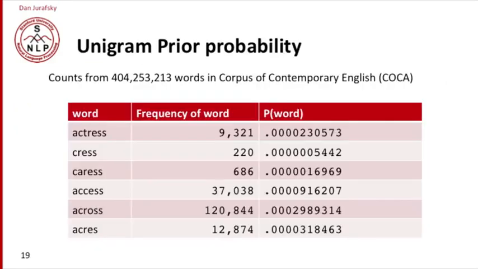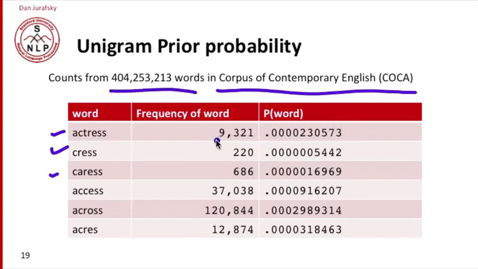So let's look at an example of a language model. Here I've picked just a very simple unigram. In this case, we've computed the unigram from the Corpus of Contemporary English, one of many possible corpora. Here are counts of the different possible candidates: actress, cress, caress, and so on. Here's their frequency, and normalized by the total number of words, we get a probability. Here's the total number of words. Normalizing this count by the total count, we get probabilities. So here are the probabilities of words assigned by a unigram language model.